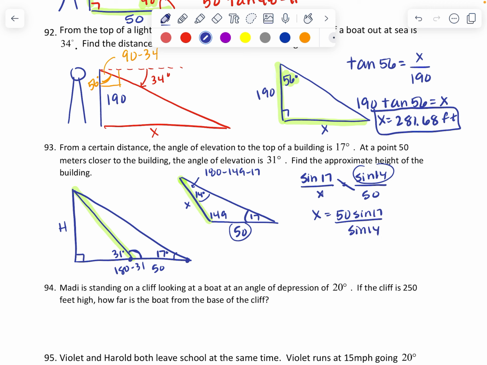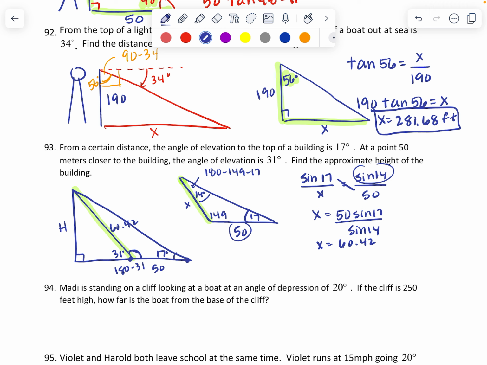Okay, plugging that into my calculator. So you have 50 sine 17 divided by the sine of 14. And for that one, I got that x is around 60.42. So this right here is now 60.42. Now, how does that help me? Is that I can now go into the right triangle.